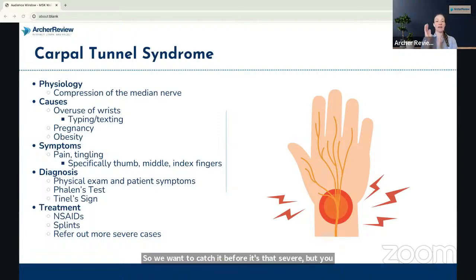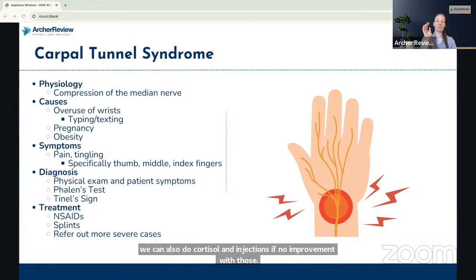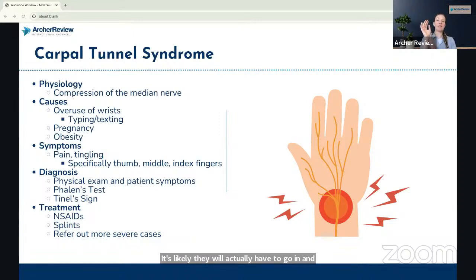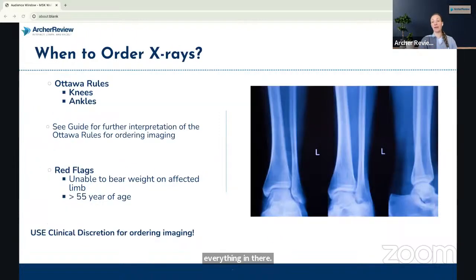And if the splinting and all this conservative treatment doesn't work, we can also do cortisone injections. If no improvement with those, it's likely they will actually have to go in and release the carpal tunnel, the tendons that kind of hold everything there, to give relief to that nerve to prevent permanent nerve damage and muscle atrophy in the hand and weakness.